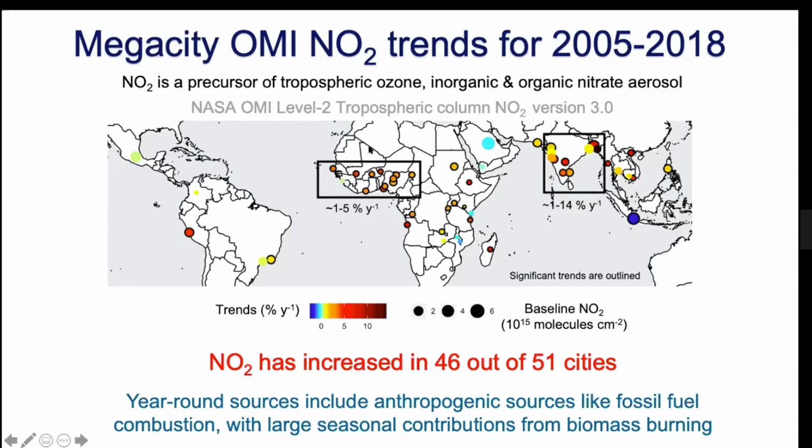Next, two interesting clusters that we see here are for West Africa, where the increase has been around 1 to 5% per year, and it's quite significant, and over India and Bangladesh. These cities have shown an increase varying from 1% to 14% per year. So that's quite an increase in the nitrogen dioxide level in the last 14 years. So definitely there should be some policies targeting nitrogen dioxide in India and Bangladesh.